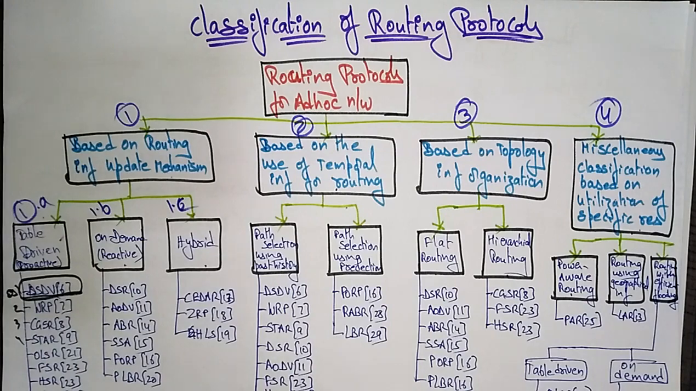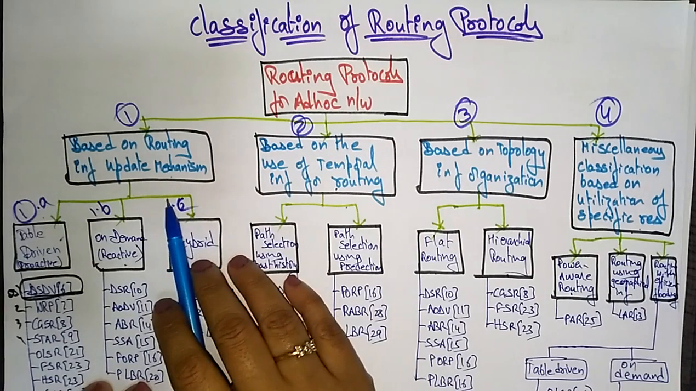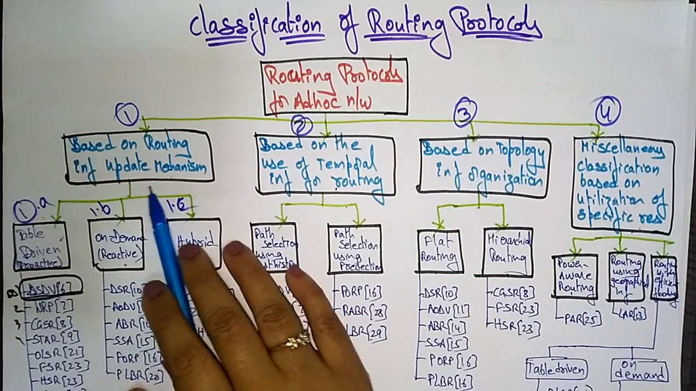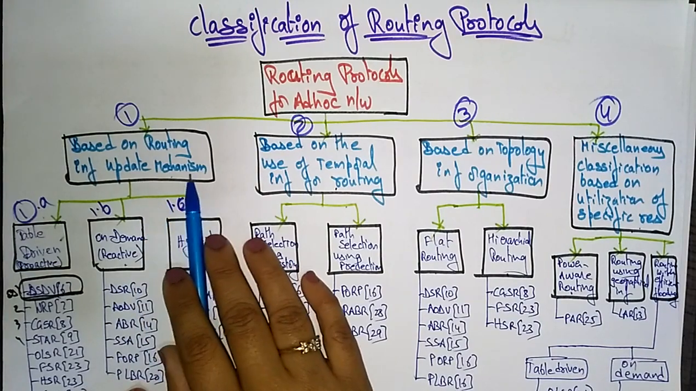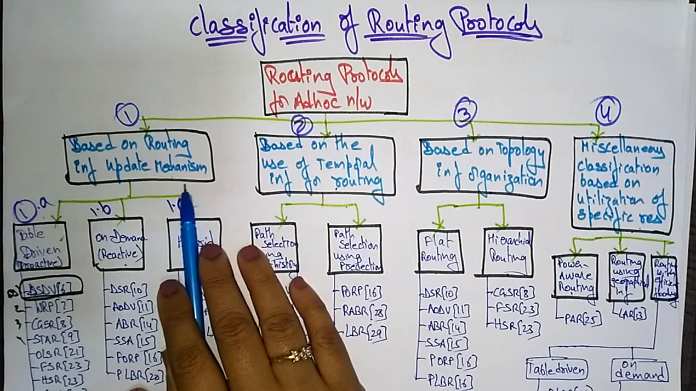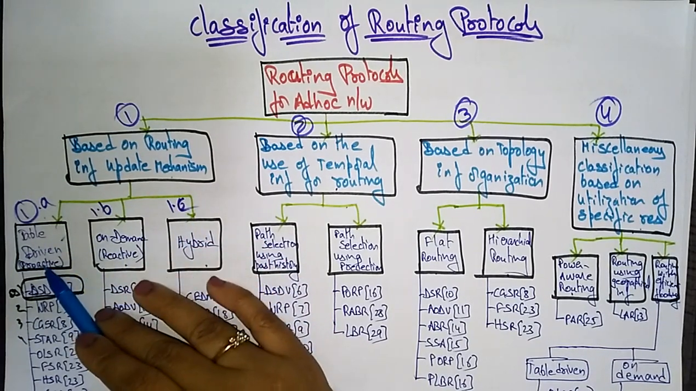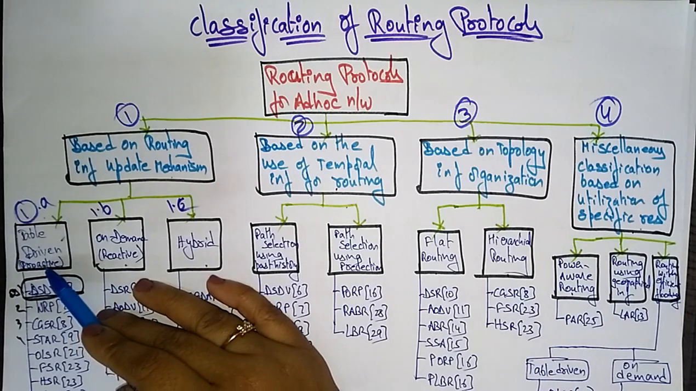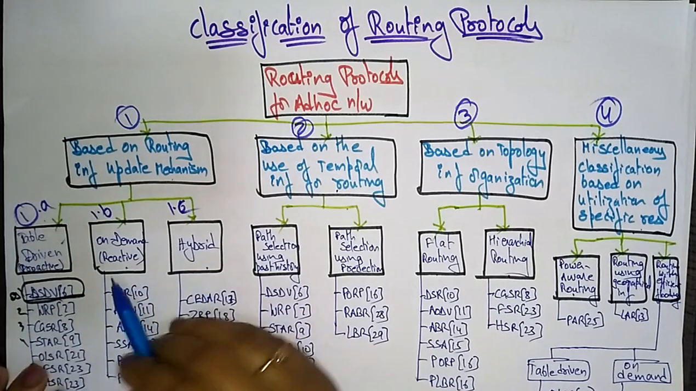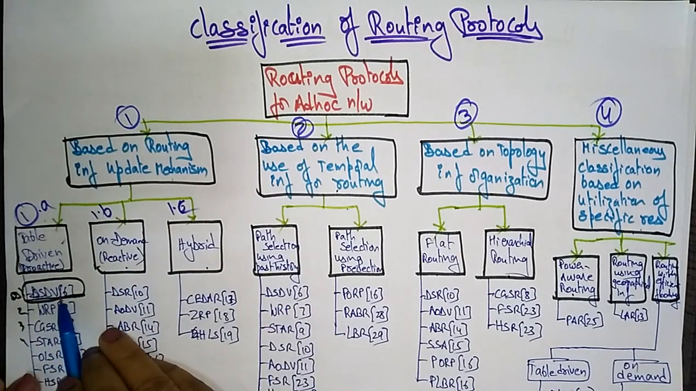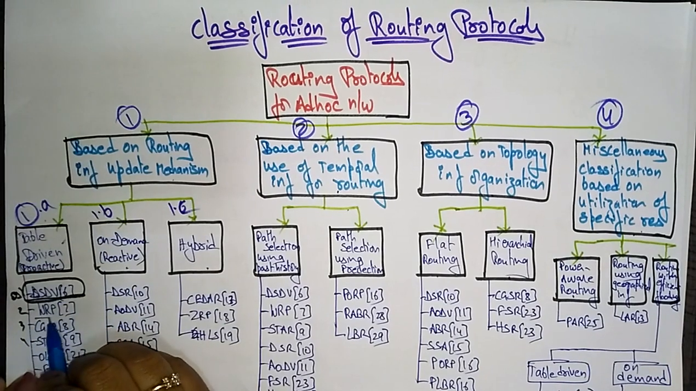We are discussing the different routing protocols for ad hoc networks. In the previous video I explained the first classification, which is based on the routing information update mechanisms. We are discussing the table driven, that is, proactive routing protocols. In that I explained about DSDV. Now let's see what WRP is.